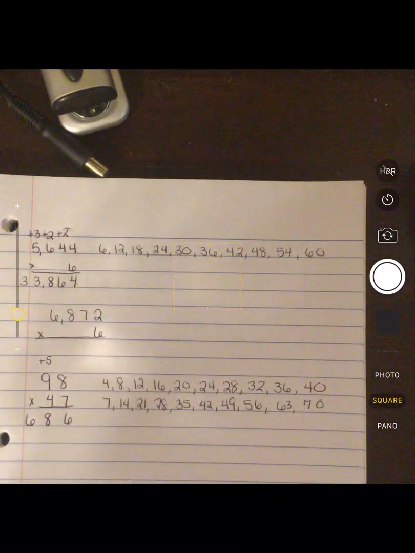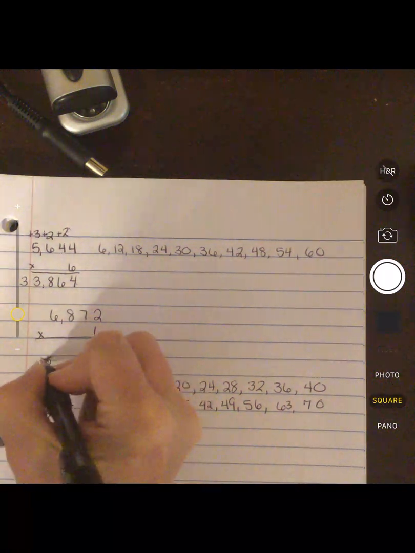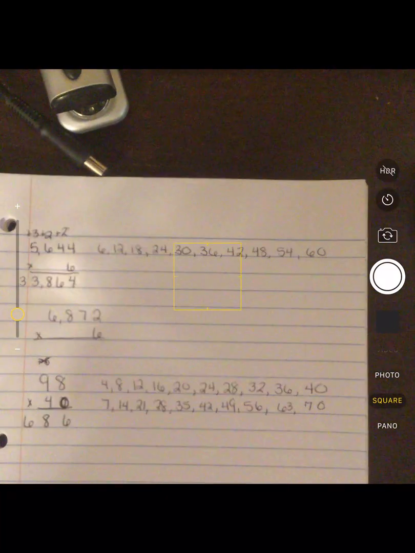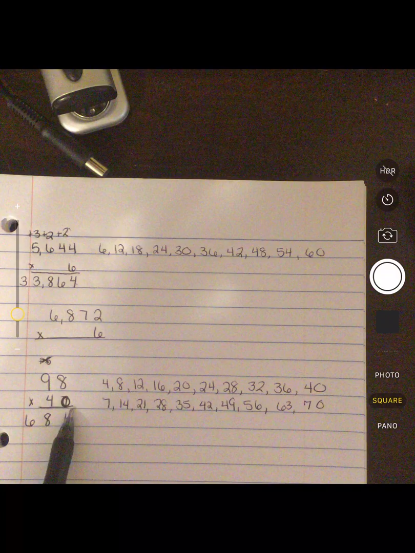Now, really cool thing. Now I'm finished with step 1. I'm ready to move on to step 2. Now I've already done this 7 and I'm finished with this 5. So I don't want to scribble, but I do want to get rid of them. Now I have the problem of 98 times 40.